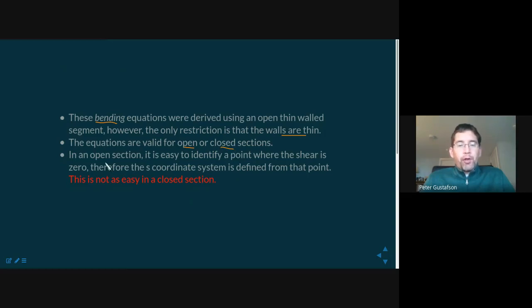Really, the reason we started with open sections was because in an open section, it's really easy to identify a point where the shear is 0, and therefore we can choose a nice convenient S-coordinate system defined from that point, with a boundary condition of Q equal to 0. That is a convenient thing that we did and why we started with open sections. However, it's not as easy to do that in a closed section. It's not necessarily intuitive to say, all right, here's where I know the shear flow will be 0.